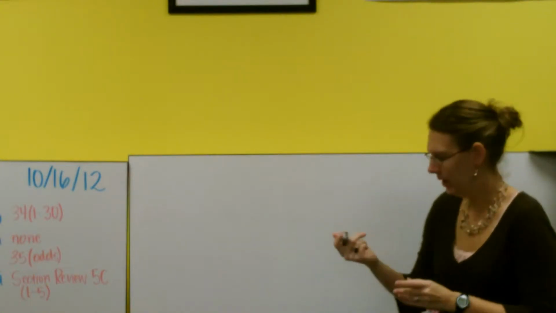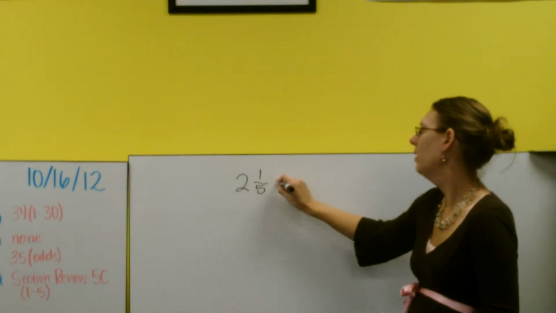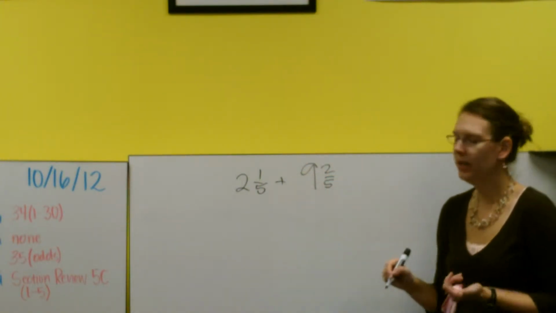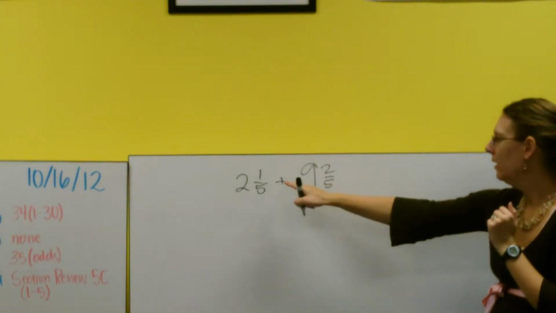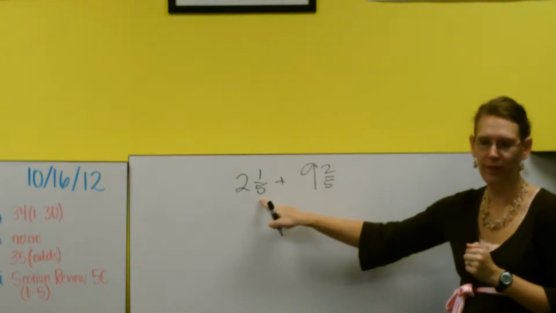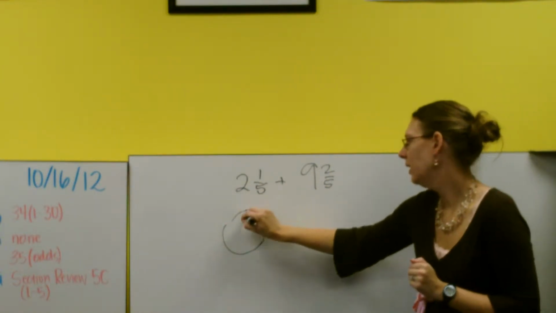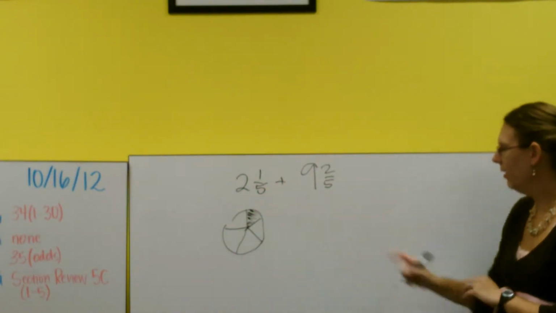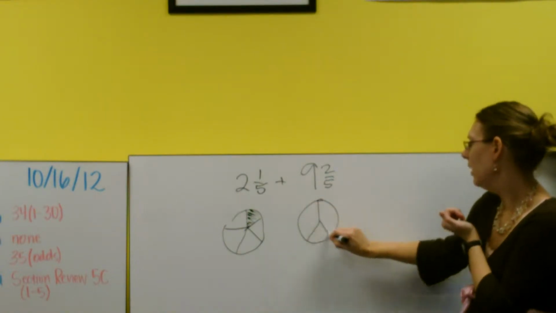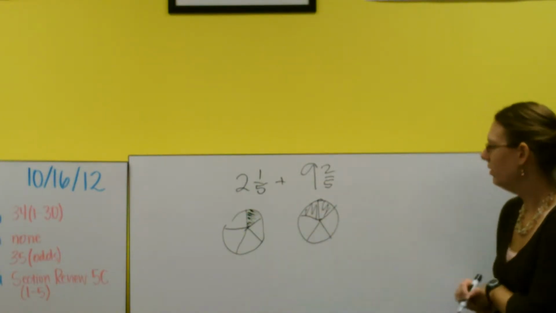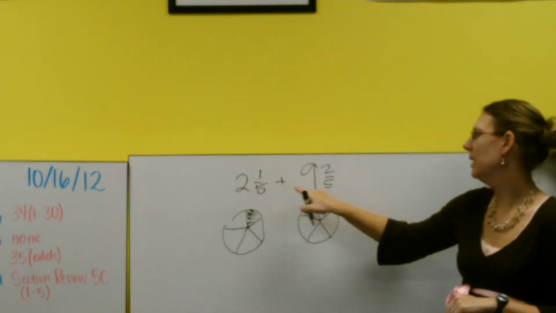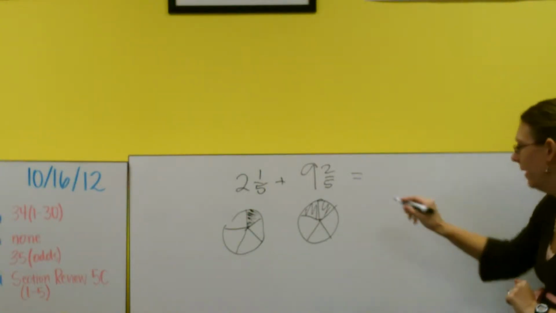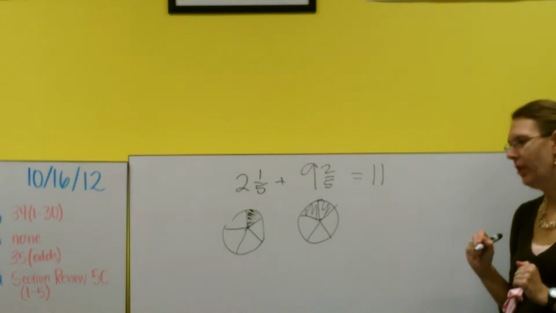So the example they give us is 2 1/5 plus 9 2/5. If you think about it in terms of pies or pizzas, eyes up here please. Okay, if we have 2 whole pizzas and 1/5, so imagine the last pizza cut into fifths, and you have 1 slice hanging out. Here, you have 9 whole pizzas and 2 fifths slices. So if I add 2 whole pizzas and 9 whole pizzas, how many whole pizzas do I have, Damon? 11, thank you. And then how many pieces do I have, Jamaica?